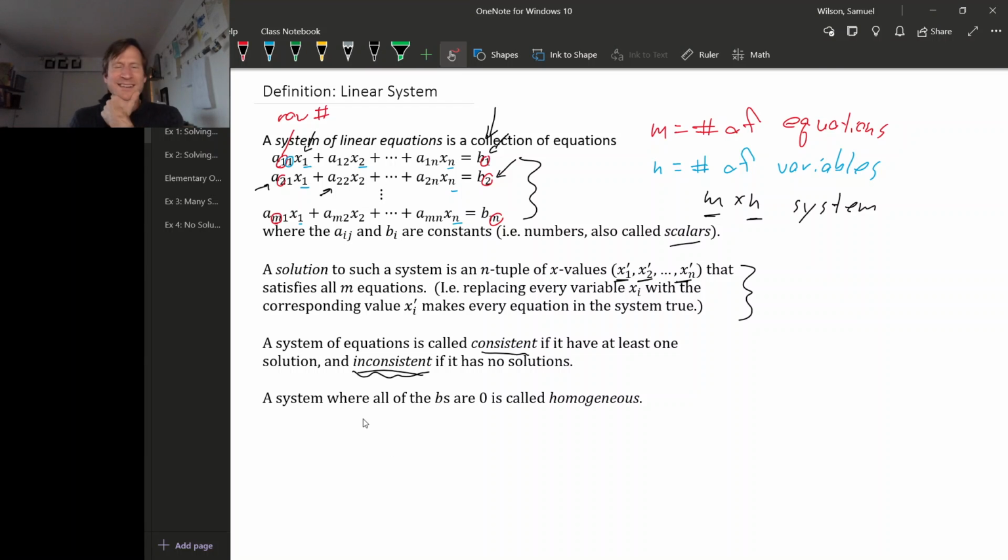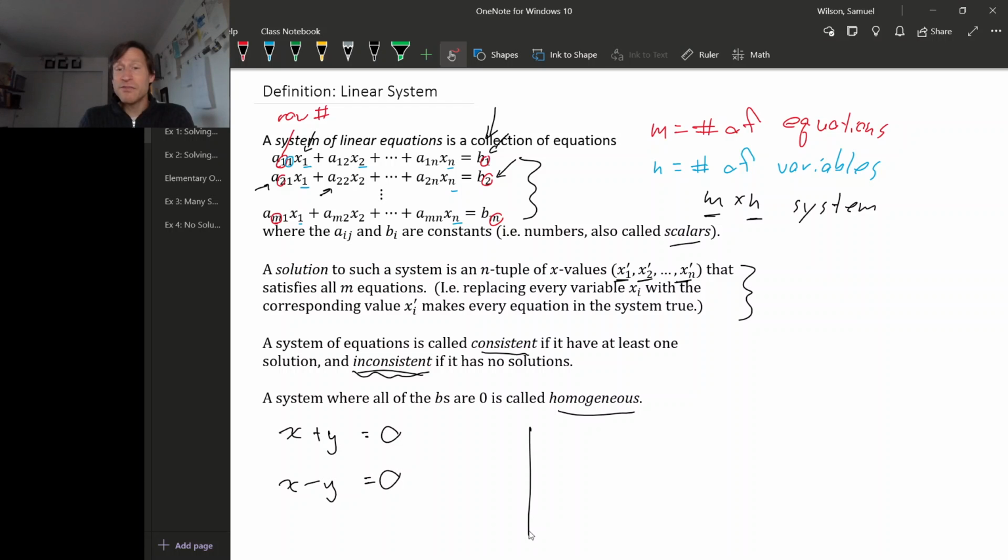Finally, the last definition I want to make is that if all of the b's on the right-hand side are zeros, then the system is called homogeneous. We'll see later that homogeneous equations are the nicest equations, and we'll have the most tools to deal with them. Just to give you an idea of what makes a homogeneous equation special, let's look at a 2x2 case. So maybe x plus y equals 0 and x minus y equals 0.